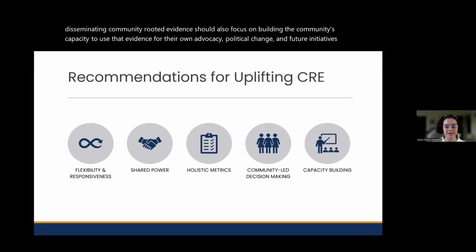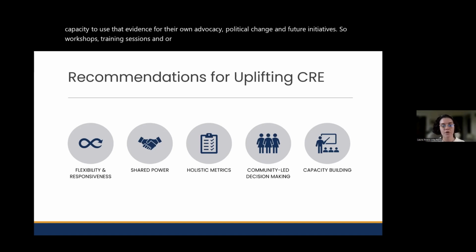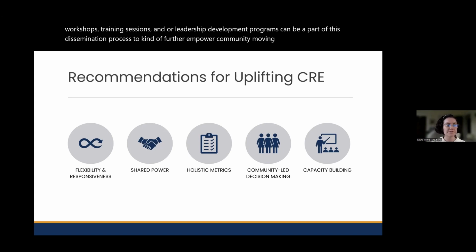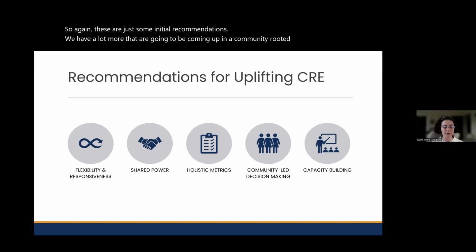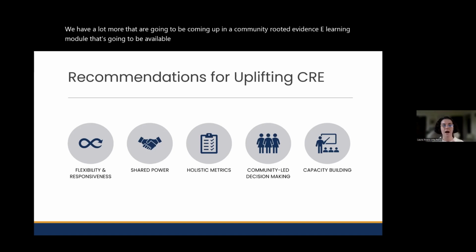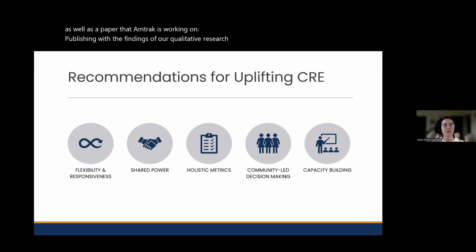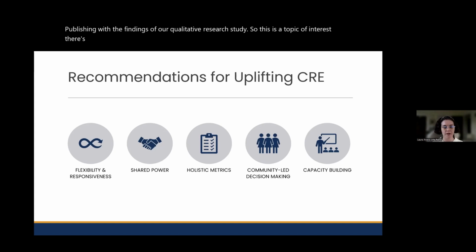So workshops, training sessions, and/or leadership development programs can be a part of this dissemination process to further empower community moving forward. So again, these are just some initial recommendations. We have a lot more that are going to be coming up in a community-rooted evidence e-learning module that's going to be available on AMCHIP's website sometime in late January, early February, as well as a paper that AMCHIP is working on publishing with the findings of our qualitative research study. So if this is a topic of interest, there's definitely going to be more to come from this group early in the new year.